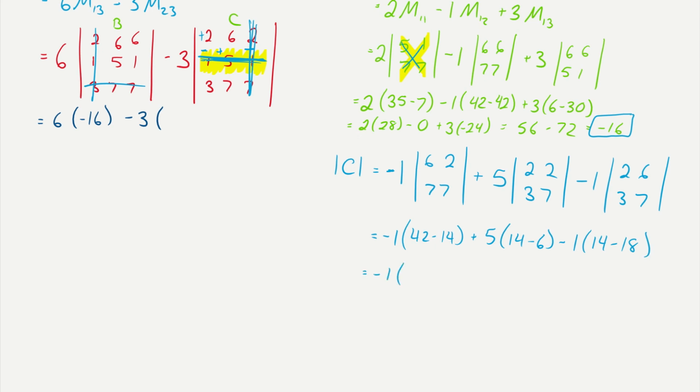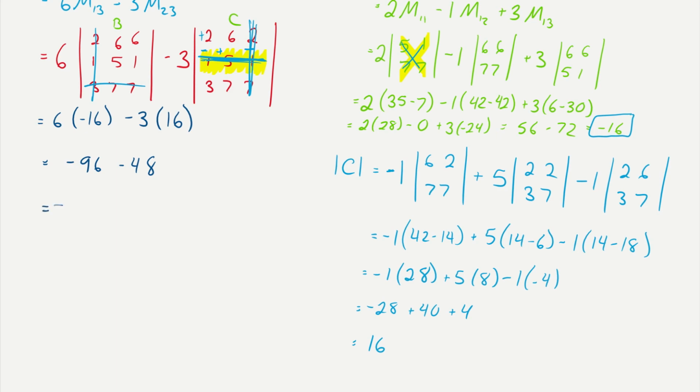Okay, so -1 times 42 minus 14 is 28. 5 times 8, and -1 times -4. -28 plus 40 plus 4 gives us 16. So that's the determinant of C. So now we go back to our formula right here. The determinant of C is 16. So we're left with 6 times -16, which is -96, minus 48. And -96 minus 48 is -144.